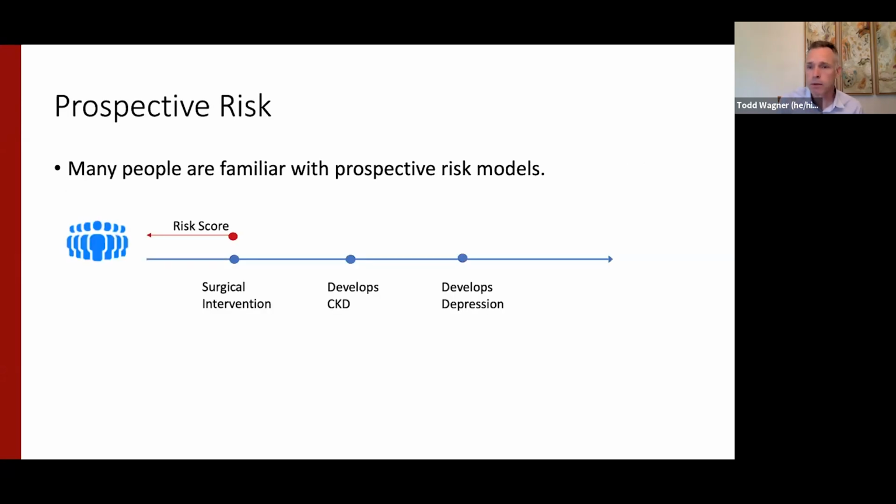I would say that most people are familiar with at least the concept of a prospective risk model. It's what some people see as the purest risk model, although I think that's changed a little bit over the past 6 months, year. You're using data before the surgical intervention to predict the risk of that patient. So if after the surgical intervention the person develops CKD or depression, it's not part of the risk score that goes into that surgical intervention risk score. So if you're interested in paying for the surgical intervention, it would not include CKD and depression.